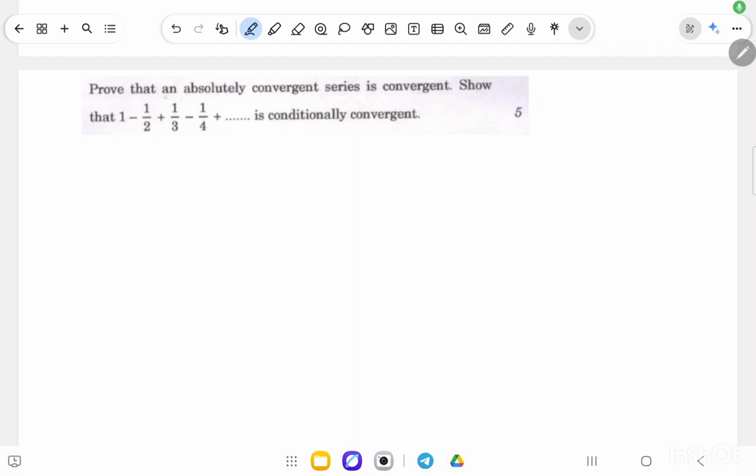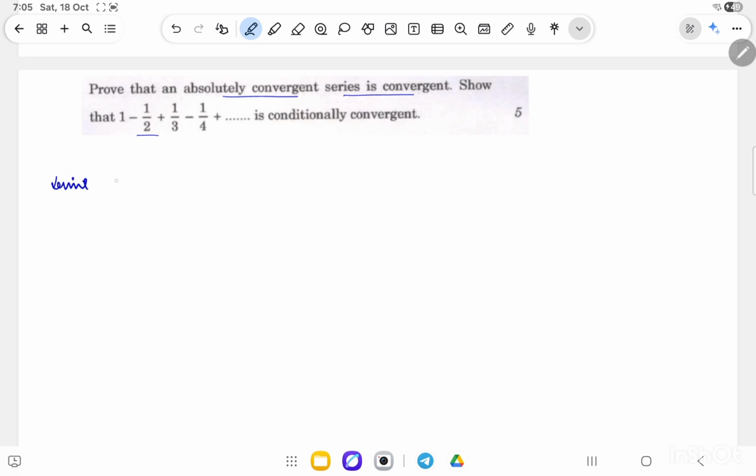This question says to prove that an absolutely convergent series is convergent. This is the first part, and in the second part they have given us a series and we are supposed to show that it is conditionally convergent. So for proving absolute convergence implies convergence, we'll be using a comparison test.